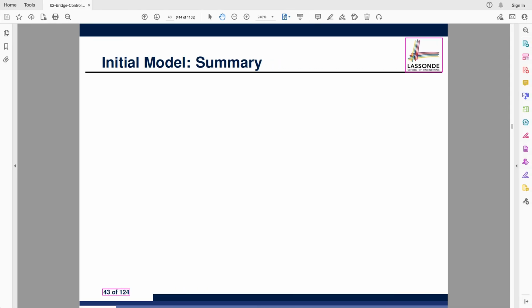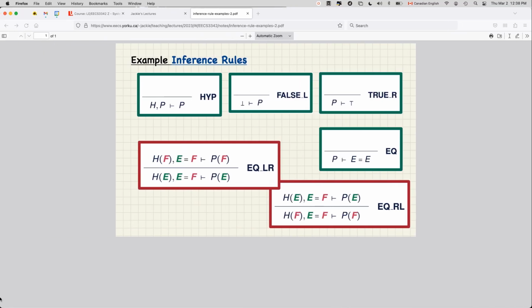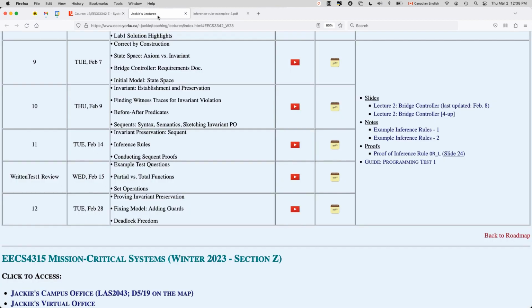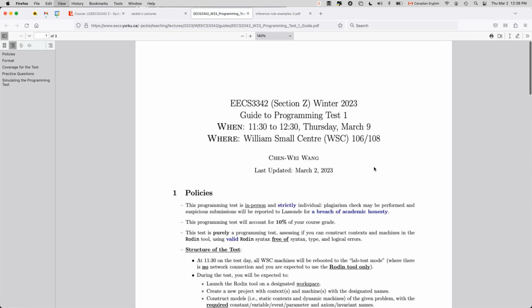All right, so let's now take a look at your programming test 1 guide. In case you haven't read it yet, let's read it together. If you go to, again, the lecture site, you will see the programming test number 1 guide over here. Okay, let's take a look.